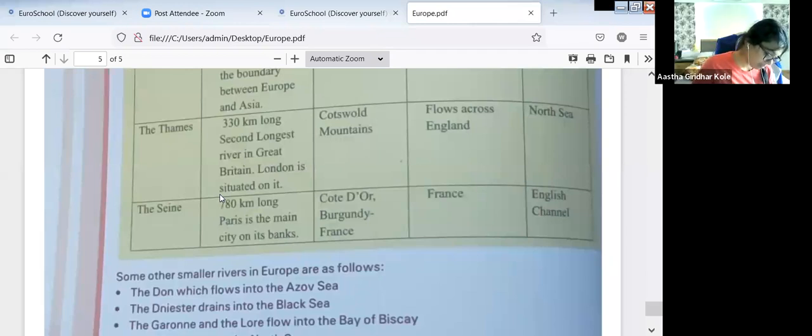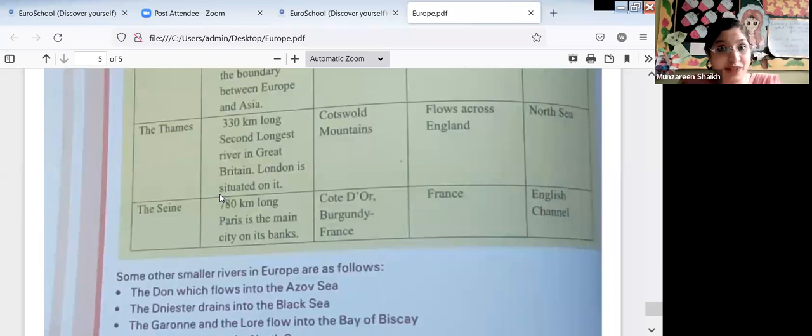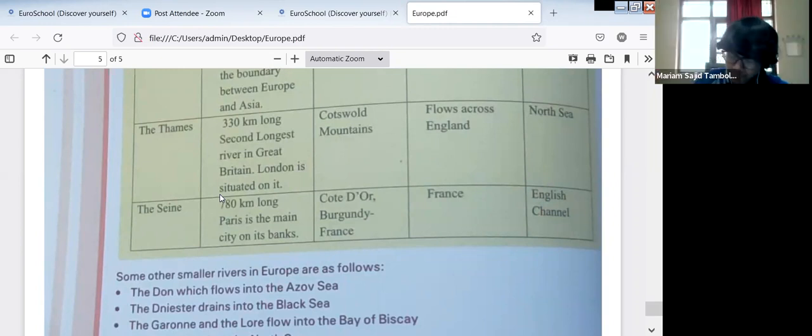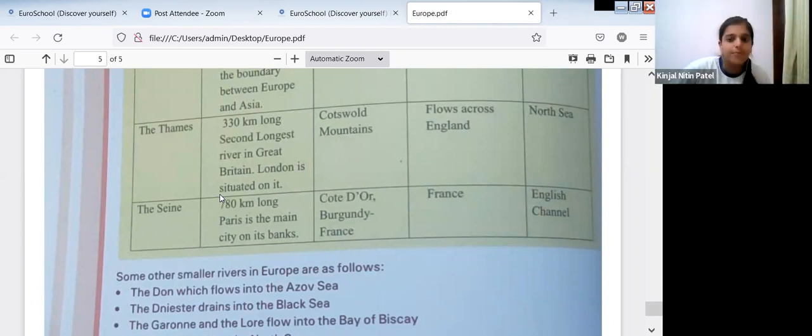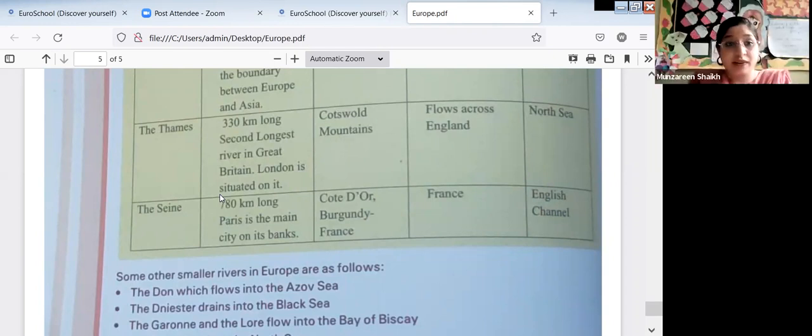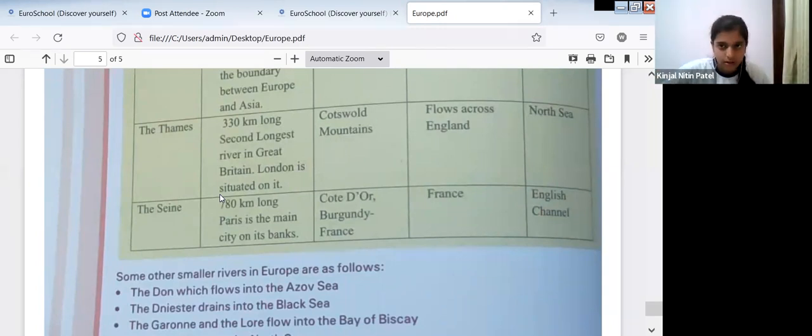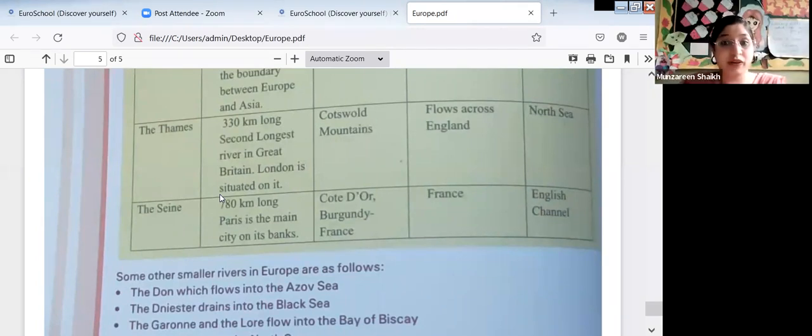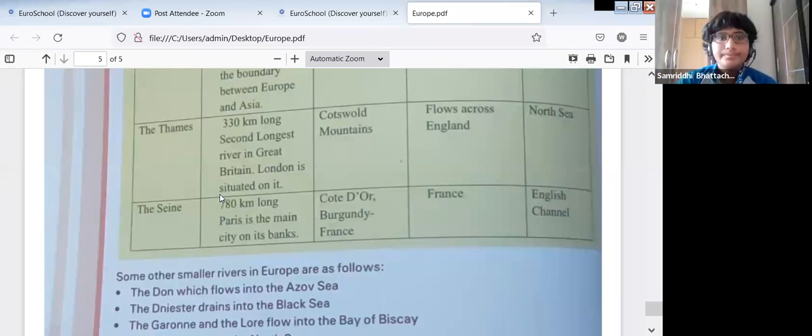Okay, London is situated on it. This is also something you should remember. Please underline in your textbooks. Next is, what is the source of this particular river? Cotswold Mountains. And this river, the River Thames, flows across England. The whole of England? Yes. And the mouth is the North Sea.